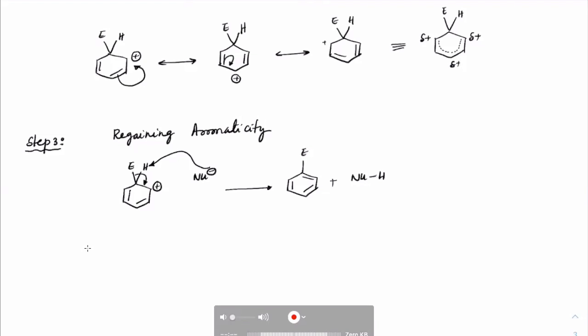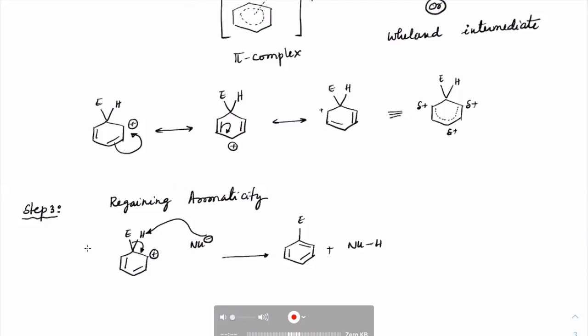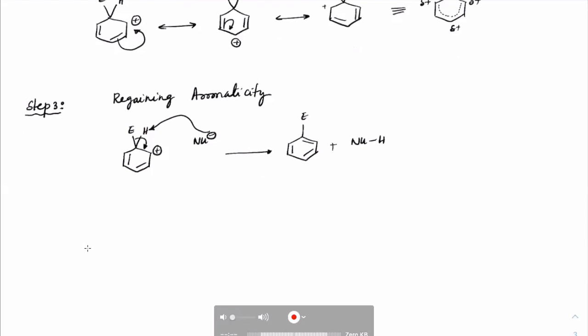So eventually what happened, hydrogen has been lost, electrophile has substituted there, correct? So that's why it is a substitution reaction. But the substitution is happening in 2 steps, right? First an addition is happening, then an elimination is happening. So we can say, note, ArSE is an addition, elimination mechanism. Overall, it is undergoing substitution, but through addition and then elimination.